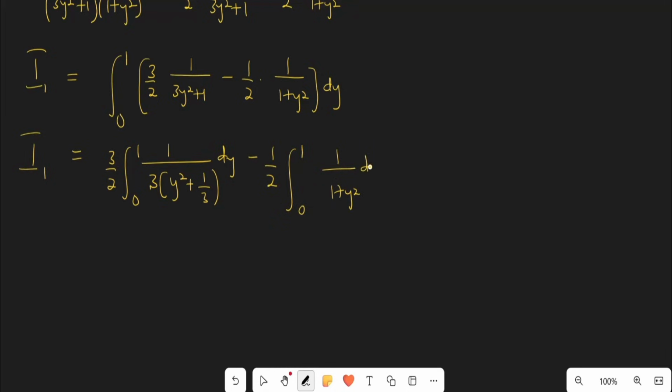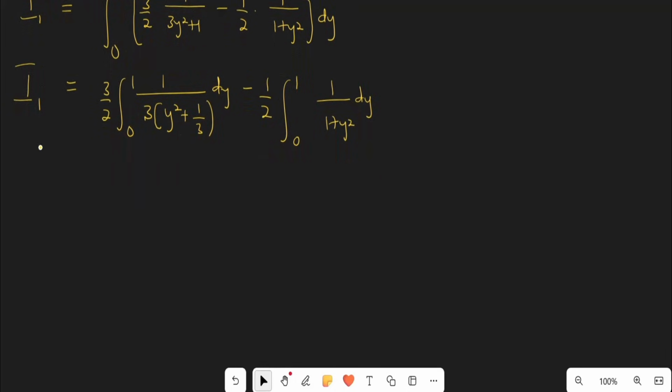This is just the arctan of y, the second one. But the first one is a little bit tricky. So 3 over 2, now permit me, this 3 here, I'm going to pull it out. I'm going to have 3 over 2 times 1 over 3. That is this 3 coming out here.